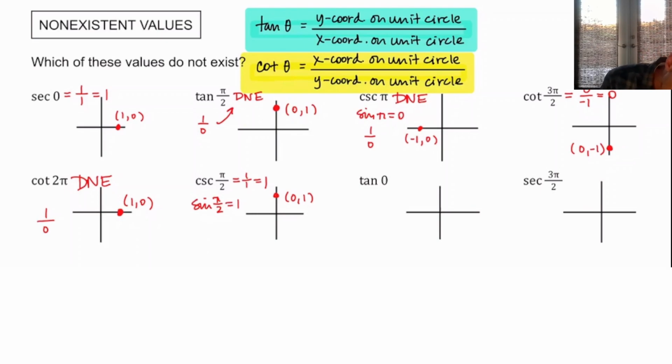Okay. Tangent of 0. Go over to 0 radians on the unit circle. Label the coordinates of the point. X is 1, y is 0. And tangent is going to be y over x, so 0 divided by 1. And that's going to be 0.